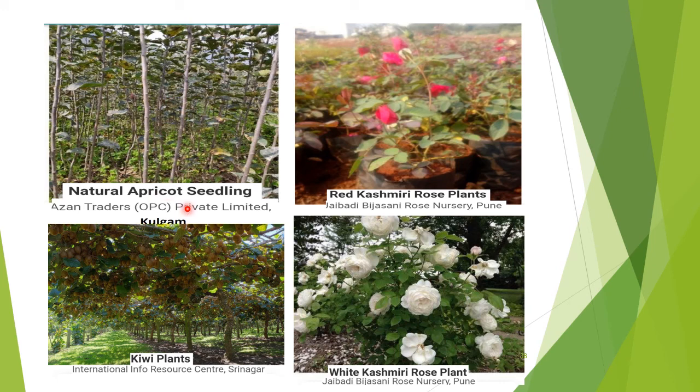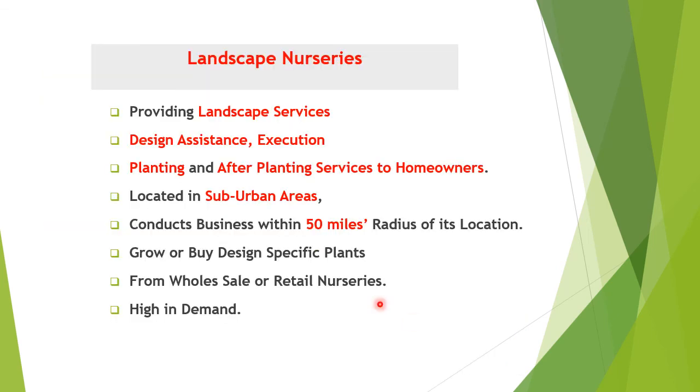These are some of the specialized nurseries. See, natural apricot seedling, Traders Private Limited, Kulgam. Red Kashmiri rose plants, basically in Pune, but selling the red Kashmiri roses there. Kiwi plantation, International Info Resource Center, Srinagar. And white Kashmiri rose growing in Pune. These are specialized nurseries. They are dealing in specialized products.